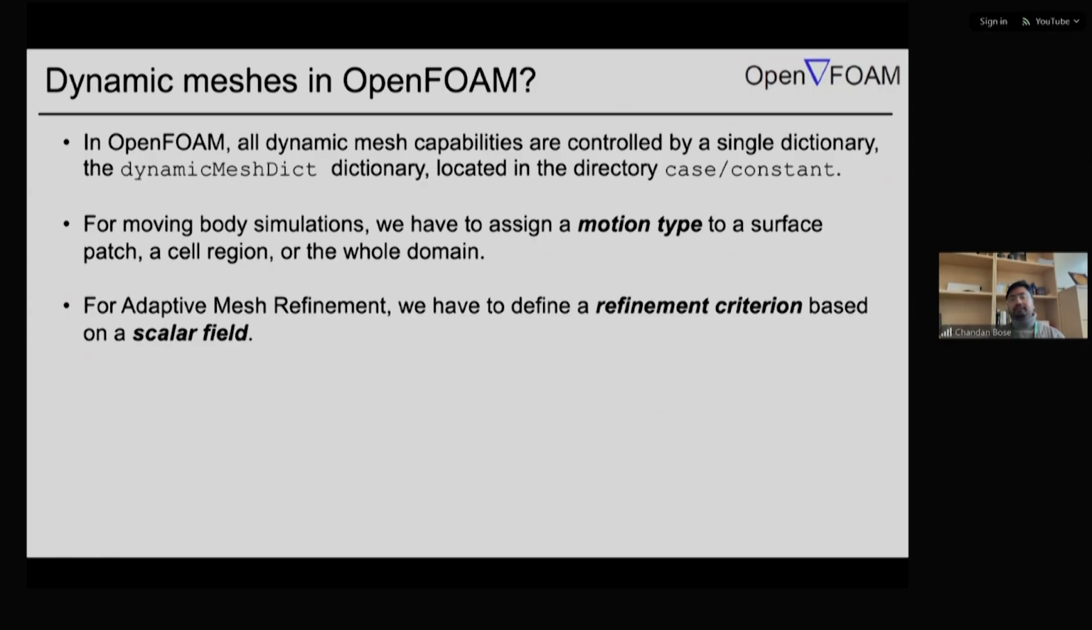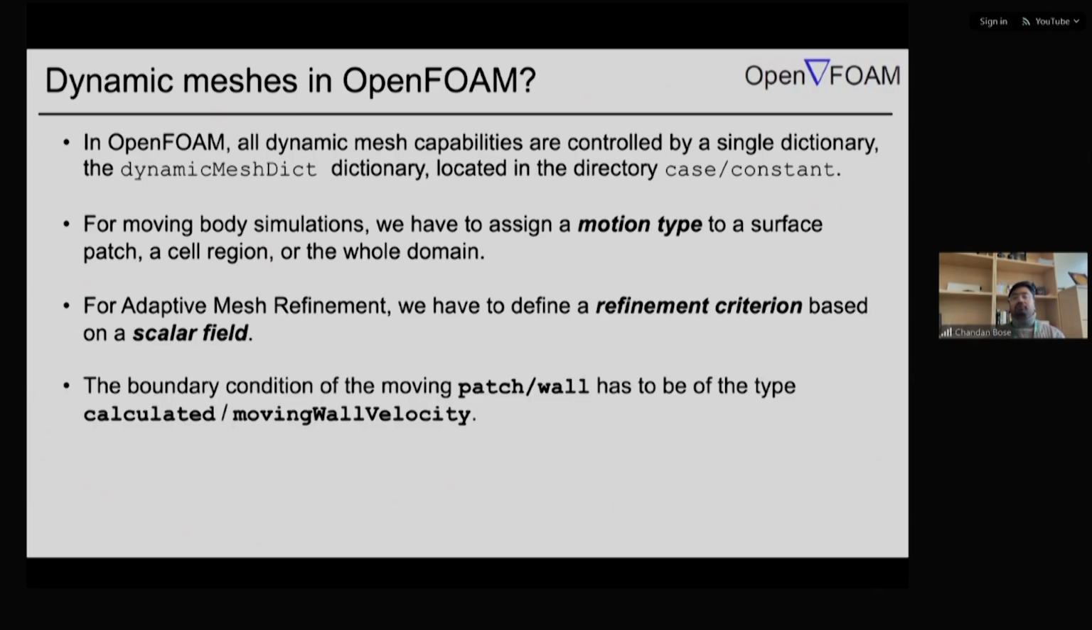The exception is adaptive mesh refinement, because in this case, we have to set a refinement criterion: what is the physical quantity that we are trying to capture, and that will be in terms of a scalar field basically. And then we have to set that refinement criterion within this dynamicMeshDict, so that it tells the code to refine the cells locally based on the change in that particular physical quantity.